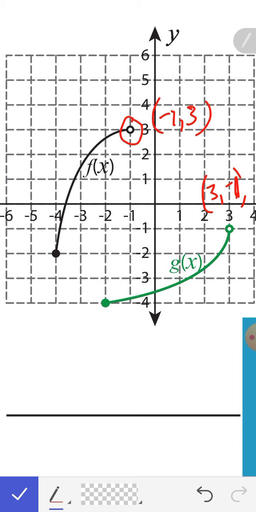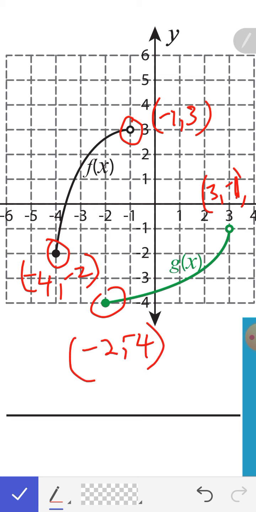Let me check this other one down here. Its point is -4, -2. And on the inverse function, if it's an inverse, that point is supposed to be -2, -4, which it is. So I can conclude that these two functions are inverses of each other.